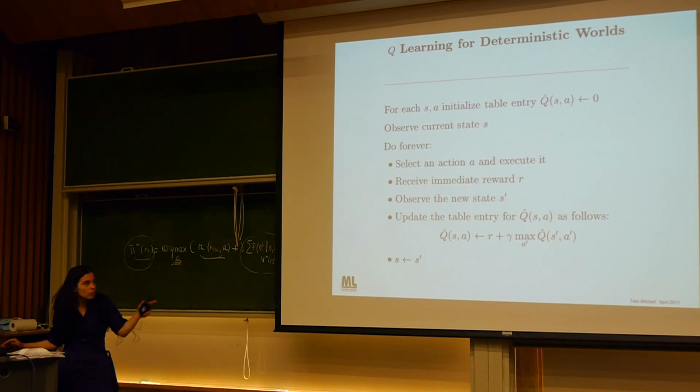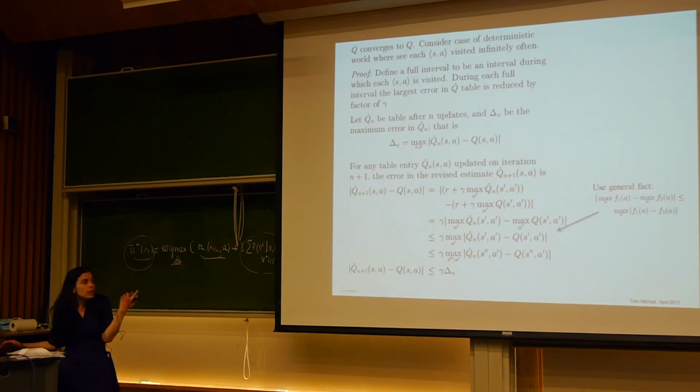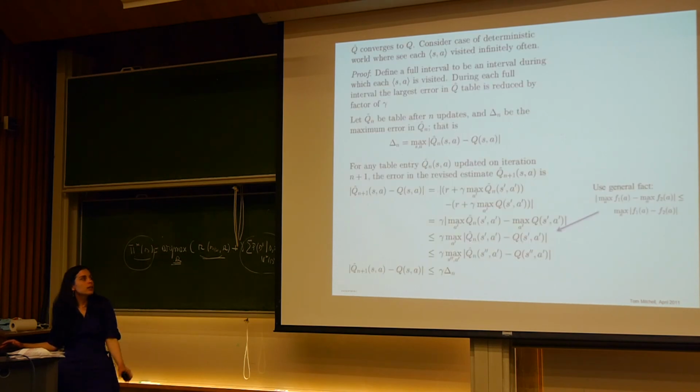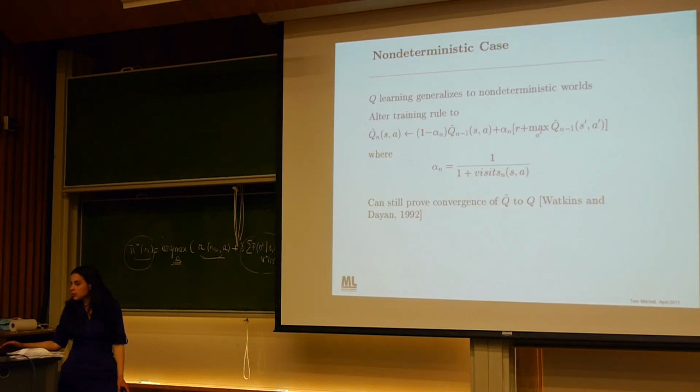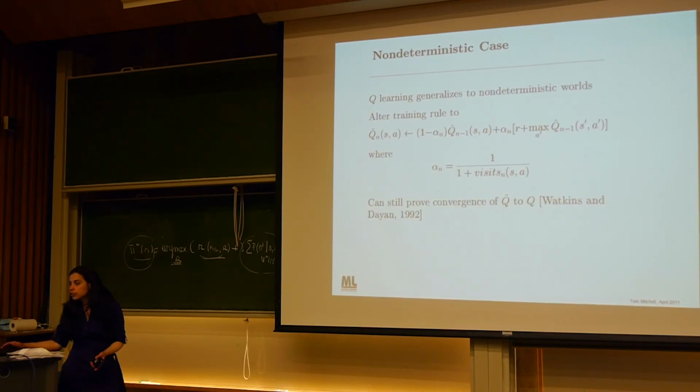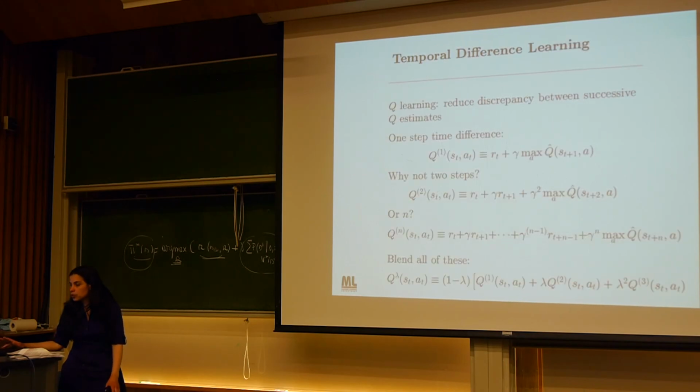When you're in a state and do an action, you can update your Q hat estimate for the Q function, and you are guaranteed that if you visit every state-action pair infinitely often, this will converge to the truth. I have a proof here, and you can read it offline. It's not very complicated, just a small trick. I'm running out of time, so let me move on. Obviously, in the non-deterministic case, you have to add some randomization, and things go through smoothly.